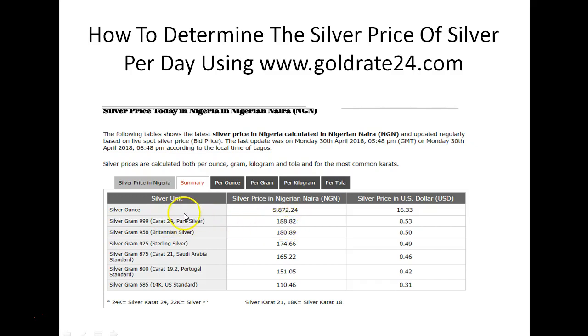Now take another look at the price here. The price of silver per ounce. These are the prices of silver per gram with respect to the different levels of impurity. Now this is the price per ounce. And what does that mean? An ounce is always the 31st part of every precious metal.